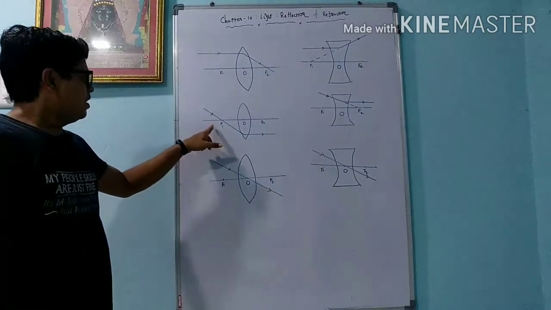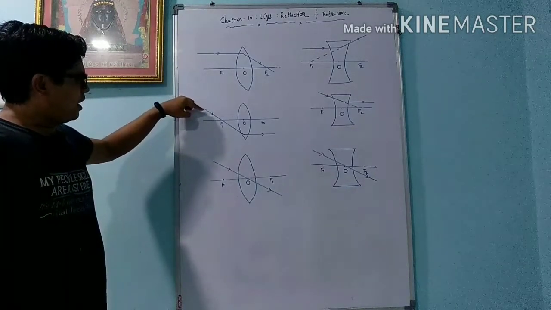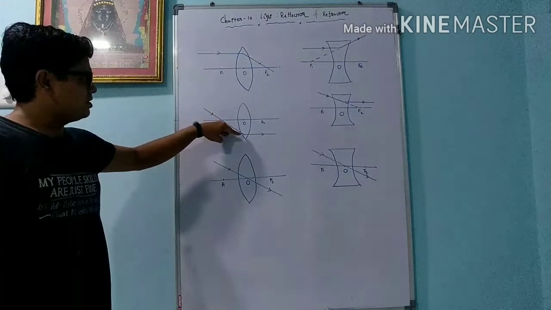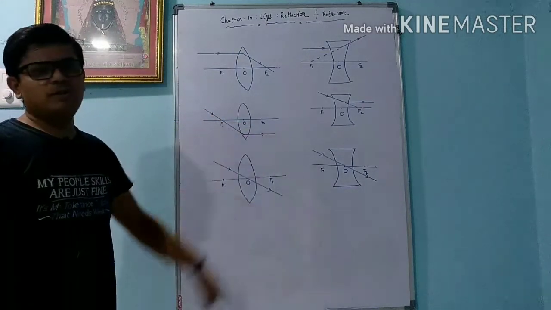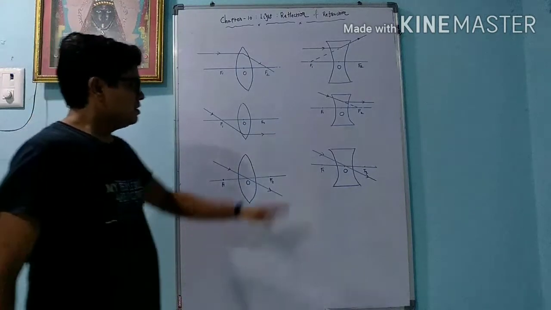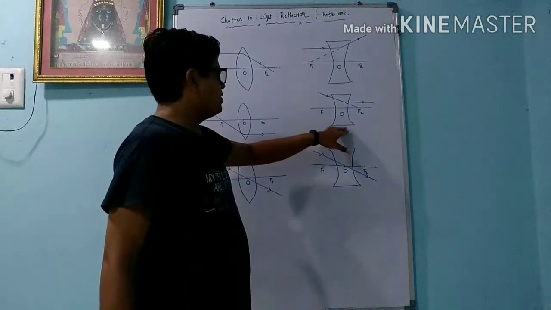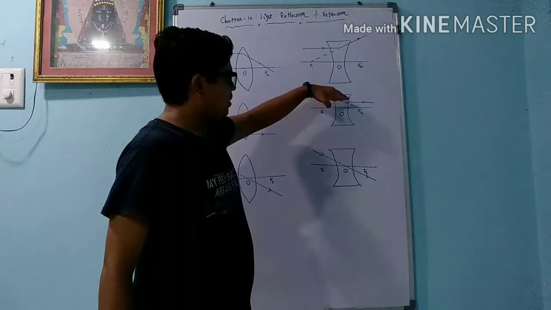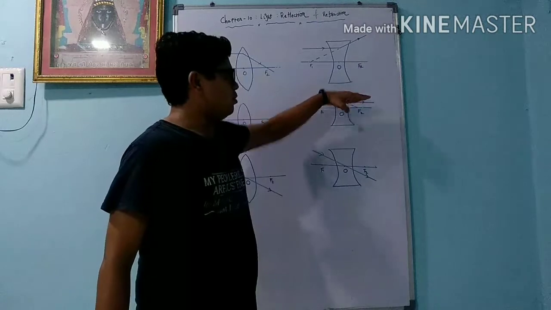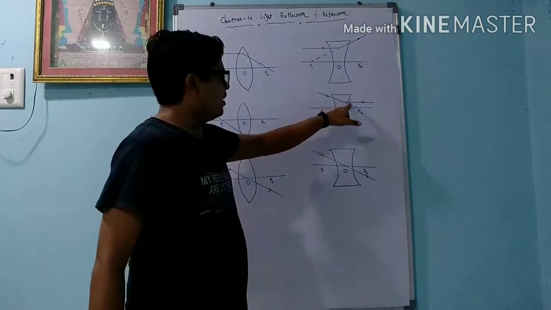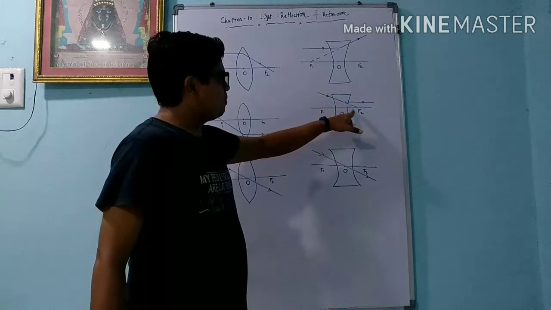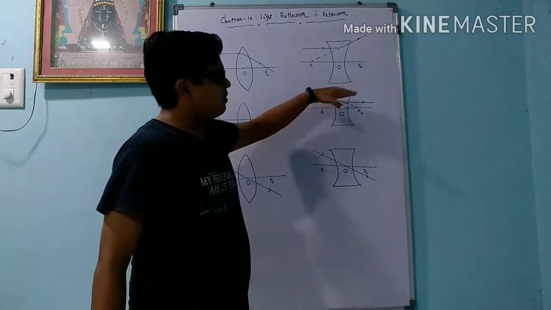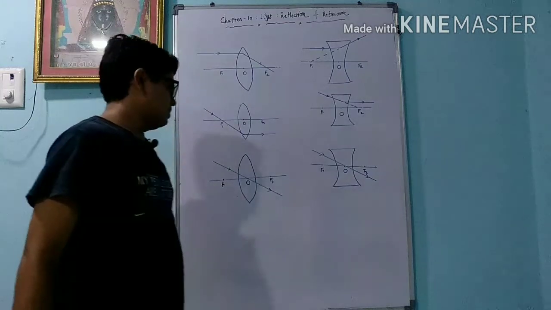Second condition: if we pass the ray of light through the principal focus in the convex lens, then after refraction the rays go parallel to the principal axis. Same way, in the concave lens, if the rays are passed toward the principal focus, then after refraction they go parallel to the principal axis. The dotted line indicates what happened: it actually does not pass through F, but it appears to pass through F. So after refraction they go parallel to the principal axis.